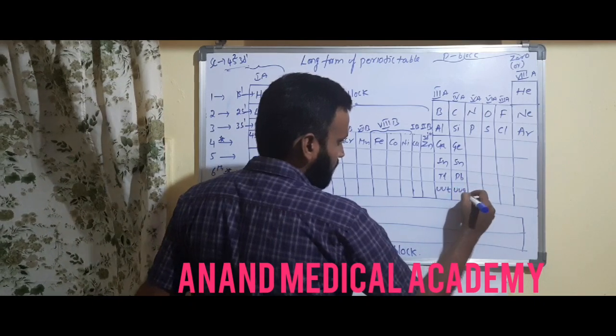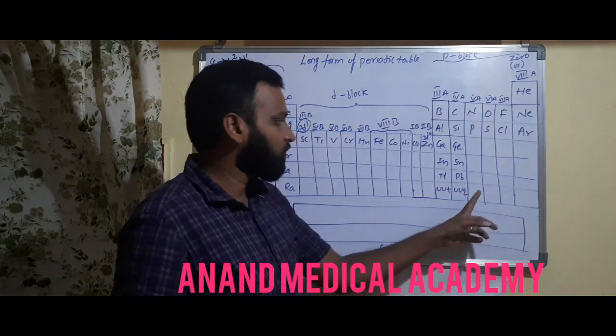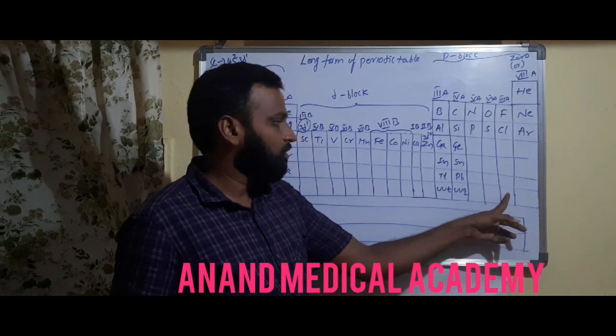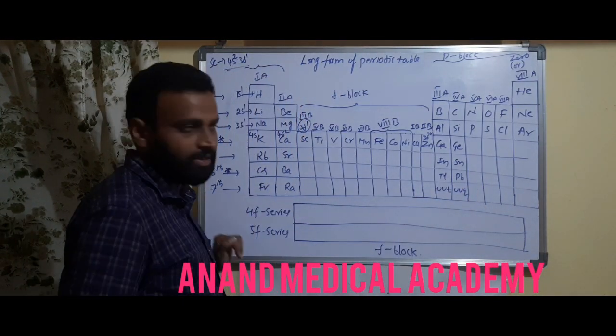And quad. Quad means quarter. Quarter means what? 4. 114 here. 115, 116, 117, 118 will come. These are incomplete periods. 7th period means.